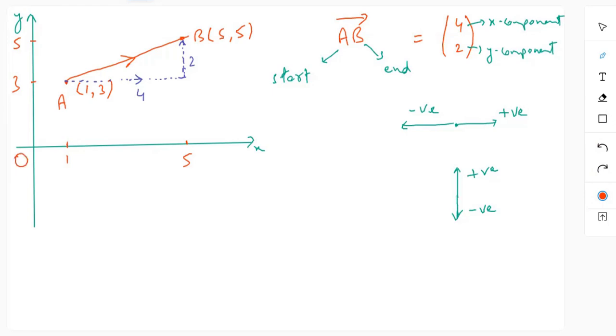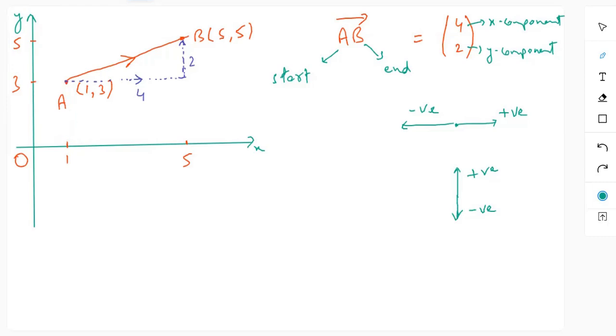अब इन coordinates का क्या मतलब है? ये 1 और 3 क्या represent कर रहे हैं? 1, 3 का मतलब ये है कि to reach point A, you have to go 1 unit right from the origin, and then you have to go 3 units up from the origin. So origin से A पे पहुंचने के लिए what do you have to do? You go 1 unit right and then you go 3 units up.